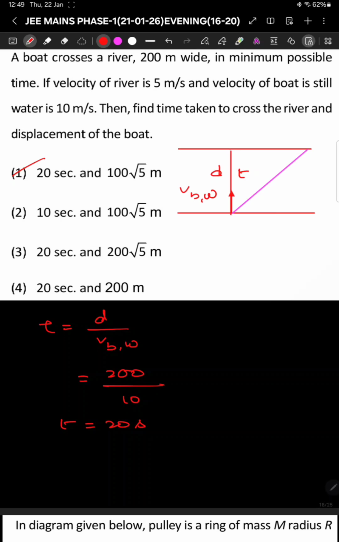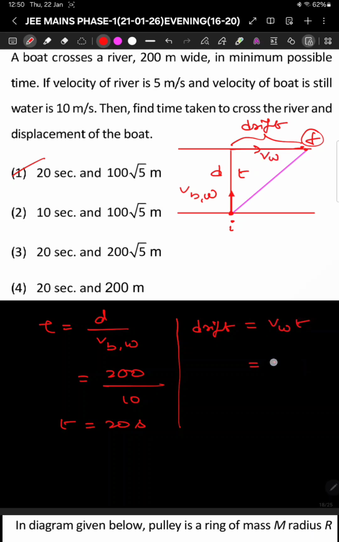Now they asked to find the displacement of the boat. This was the initial position of the boat. Finally, the boat will be drifted to this position. So this is nothing but called drift. So we can find the drift value. Drift means horizontal distance. Distance formula is velocity into time. So in this direction, water velocity will be VW into time t. Water velocity is 5 into time we got, 20. This is 100 meters.